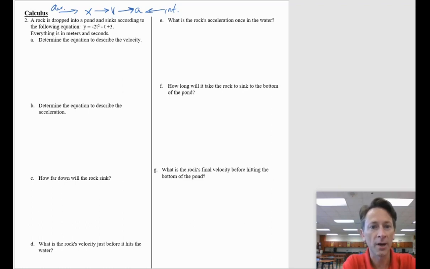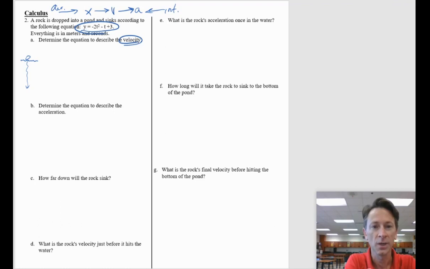So a rock is dropped into a pond and sinks according to the following equation. So here's my pond, here's my rock right when it hits there, and then it's going to sink all the way to the bottom. And it follows this equation, y equals negative 2t squared minus t plus 3. Determine the equation to describe the velocity of it.